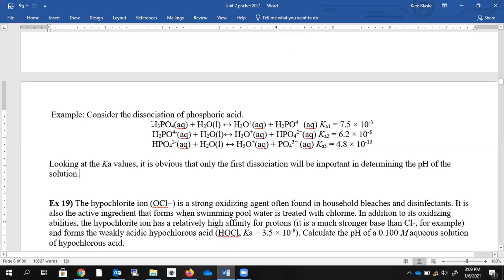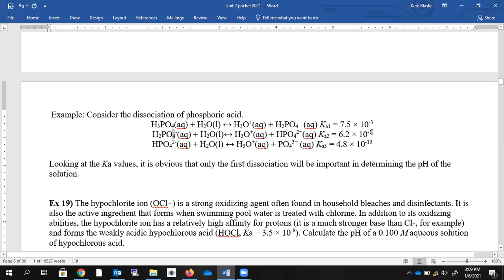Phosphoric acid is a triprotic acid. It's H3PO4. If I look at just the first proton dissociation of H3PO4, donating away one proton and becoming H2PO4 minus, it has a Ka of 10 to the negative 3. Now that H2PO4 minus is able to donate away another proton and become HPO4 2 minus.